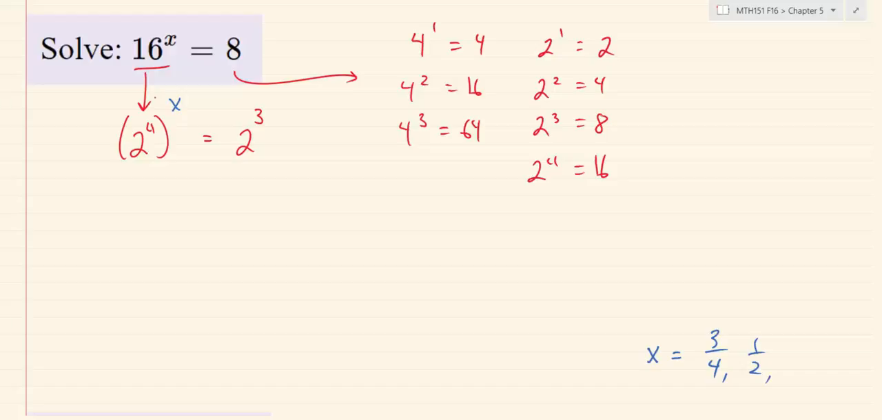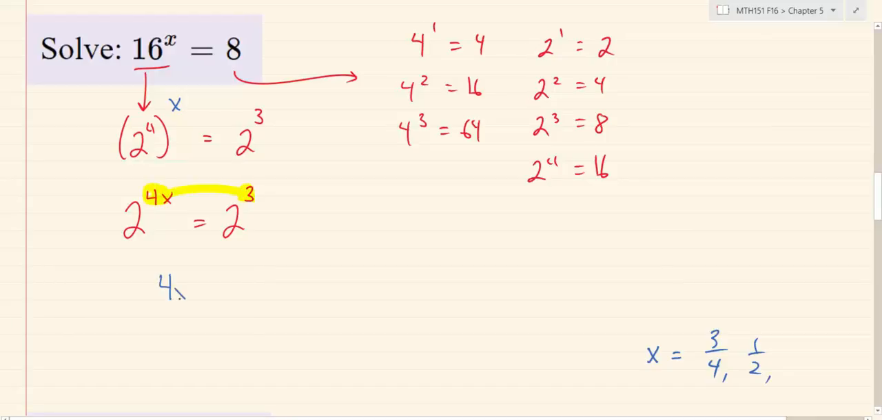So now we apply the rules that we learned yesterday, specifically the power rule of exponents, which says when you raise an exponent to an exponent, you multiply the exponents together. So this is going to become 2 to the 4x equals 2 to the third. And now we have a common base. 4x equals 3, and then we divide both sides by 4, and we get x equals 3/4.